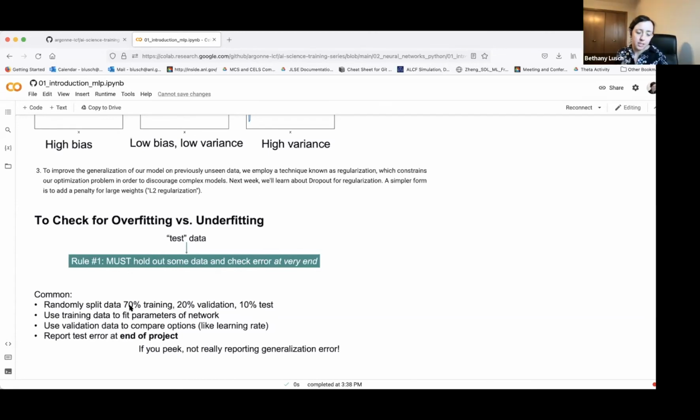In the context of research, this could be that you are ready to publish a paper. Now you check the test error. In the context of working at a company, this could be like you're ready to deploy the model for the first time.